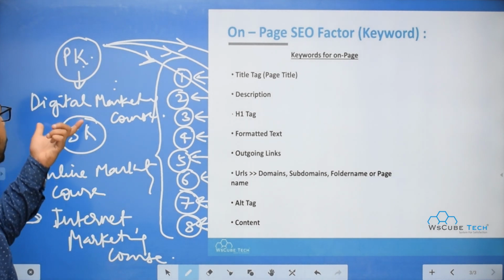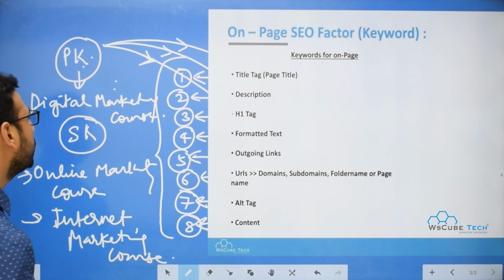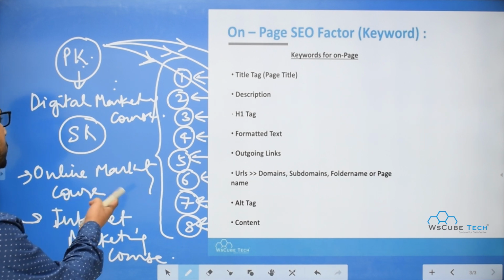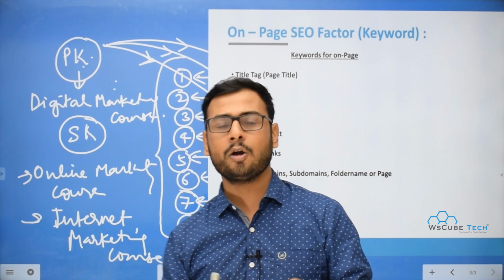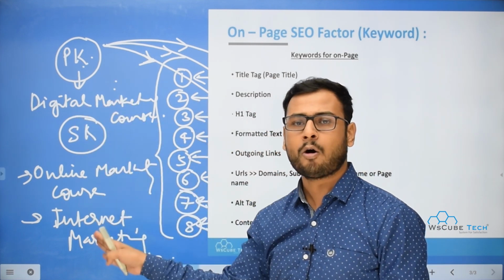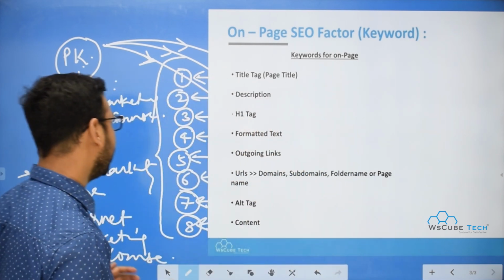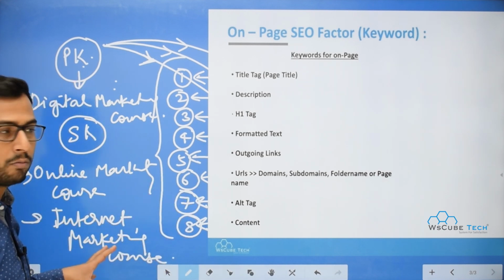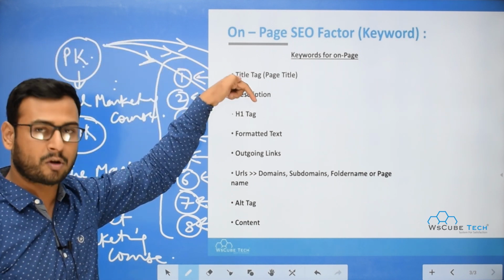If anyone is searching digital marketing course, we can say that the intent of the user is towards digital marketing course, right? And if he or she is typing online marketing course, we can easily identify that the intent of that particular user is, again, that he or she is looking for a digital marketing course. So the intent of all these keywords is the same, but the representation is different. That basically categorizes them into two different things, primary keyword and secondary keyword, right? So we will be using primary keywords in all important elements of our web page.